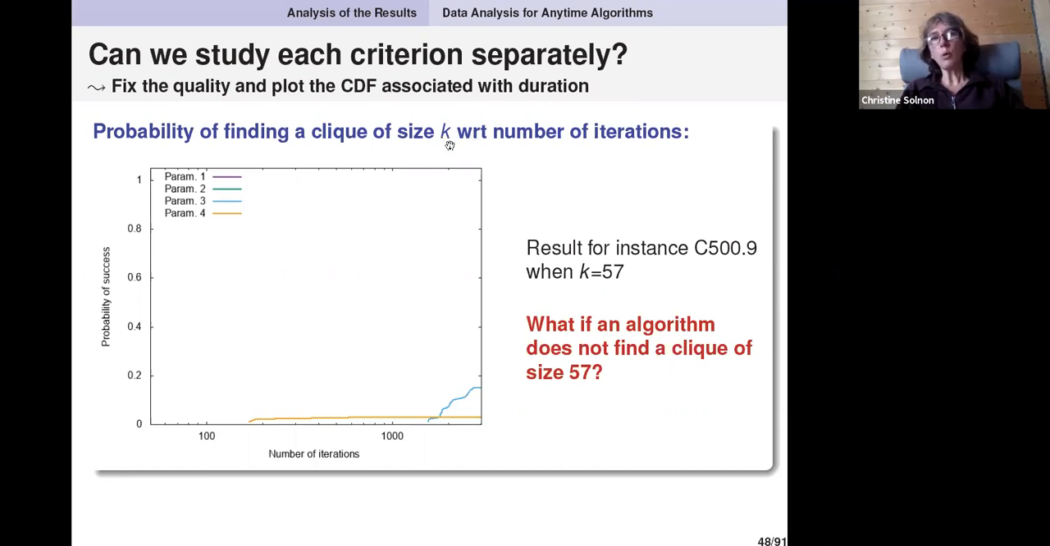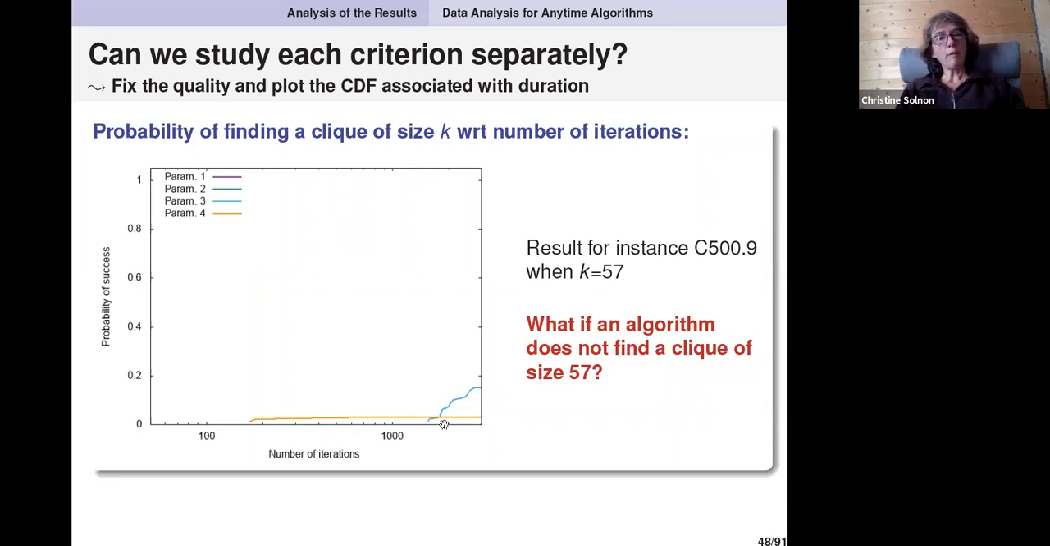for the decision problem, which is, am I able to find a click of size k? So here is the kind of plot I obtain. Here I have 100 executions for each parameter. And on the y-axis, I have the probability of finding a click of size 57. And 57 is the optimal solution for the instance that I am considering, which is instance C500.